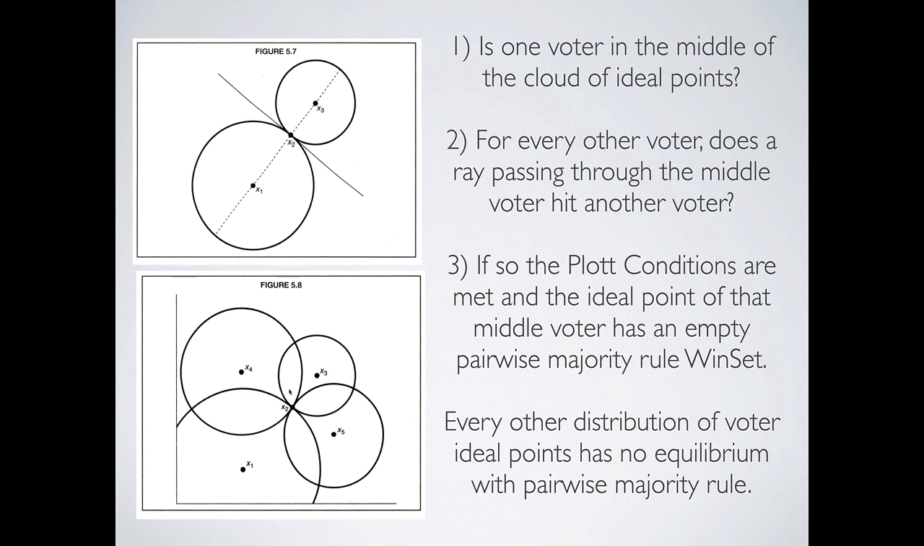If the plott conditions are met, the ideal point of that middle voter, do not call it the median voter. It is not a median. They are just the voter in the middle of the cloud of dots. Their ideal point has an empty WinSet, all right? Every other distribution of voter ideal points has no equilibrium, chaos theorem. It is an exceedingly rare condition, but it is a condition you should know about when using these models, all right? Last thing in this little screencast, then I'm going to do the cut line method, for helping you play around with the chaos theorem in another screencast.